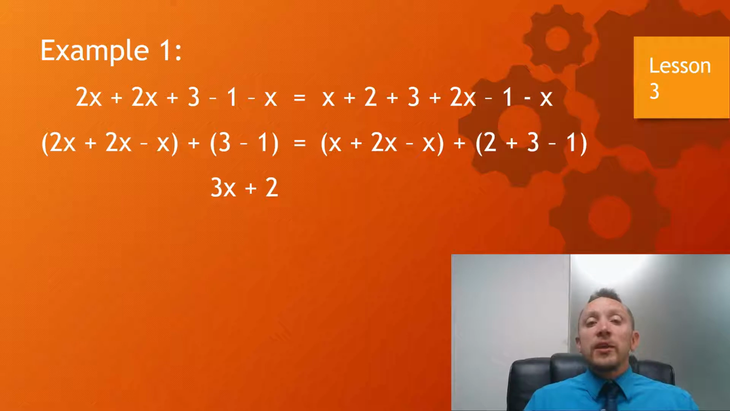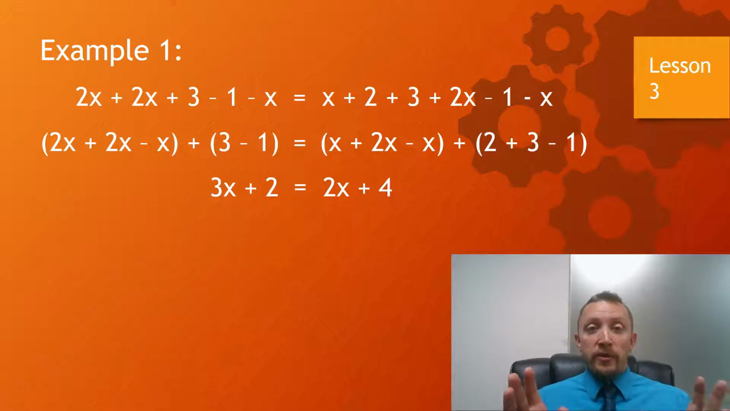All right, now the numbers. We have a 2, we have a 3, and a minus 1. So we're going to group those up separately. Now when we look at those x's, we have x plus 2x would be 3x. But then we're going to take away an x from the 3x. So now we'd be left with 2x. The numbers. 2 plus 3 is 5. 5 take away 1 is 4. So we'd have 2x plus 4.